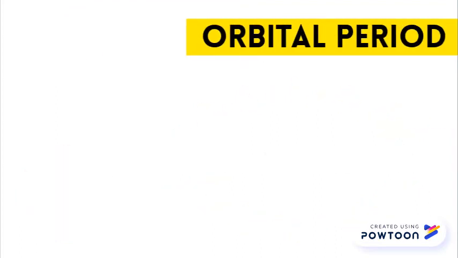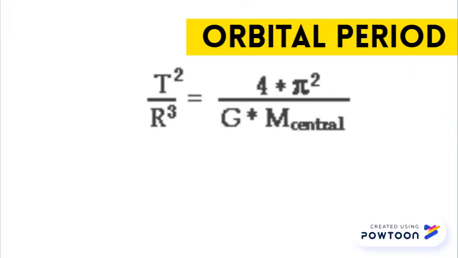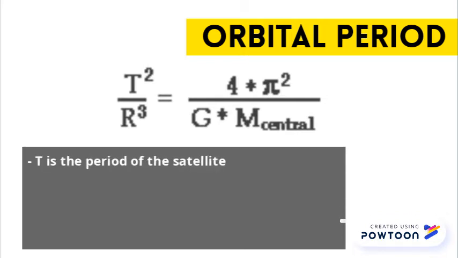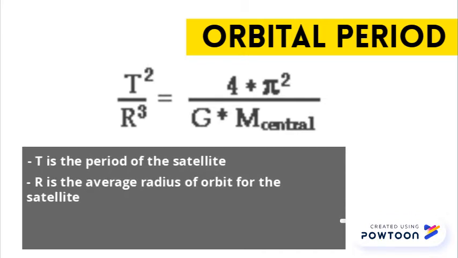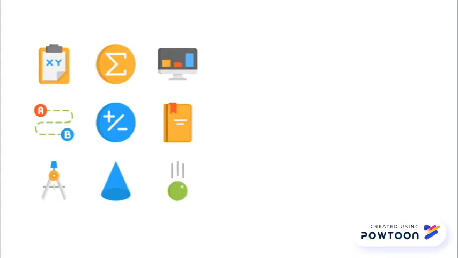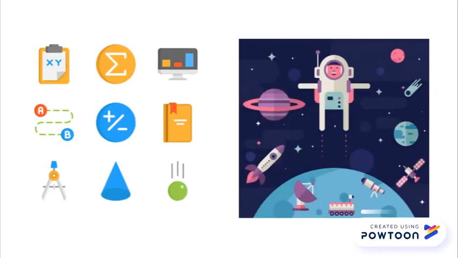Orbital period. The period of a satellite and the mean distance from the central body are related by the following equation, where T is the period of the satellite, r is the average radius of orbit for the satellite distance from the center of the central planet, and G is 6.673 times 10 to the minus 11 newtons times meters squared per kilogram squared. As you can see, mathematics is a huge part of developing our understanding of space.